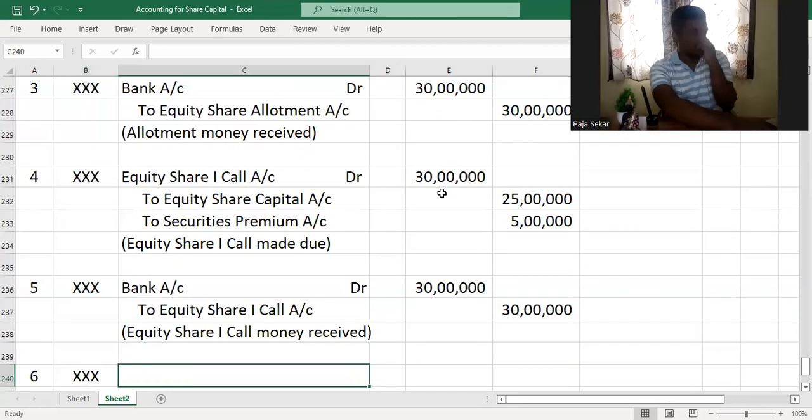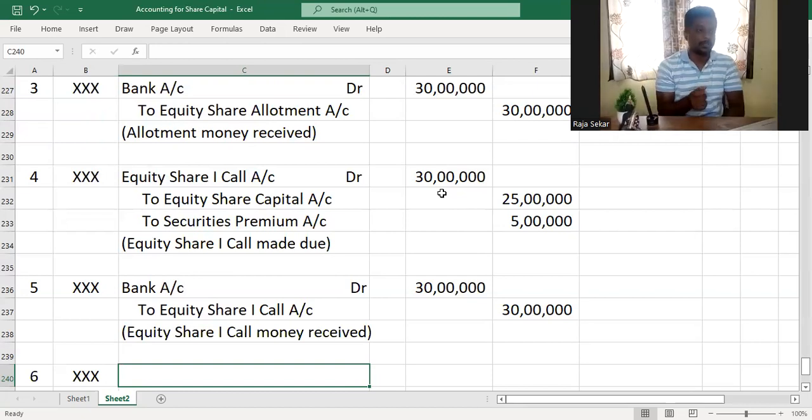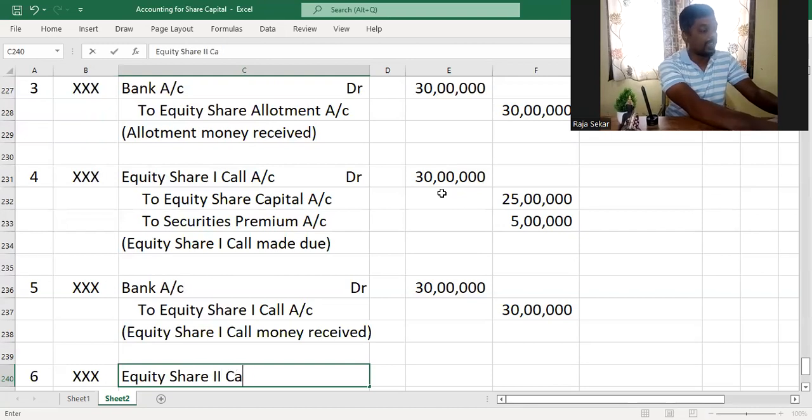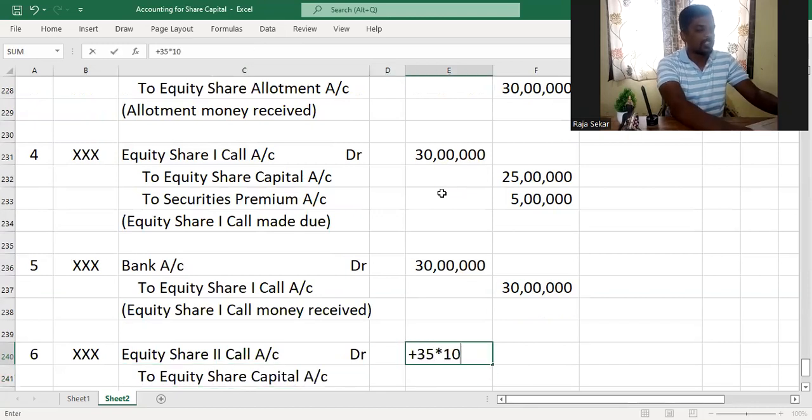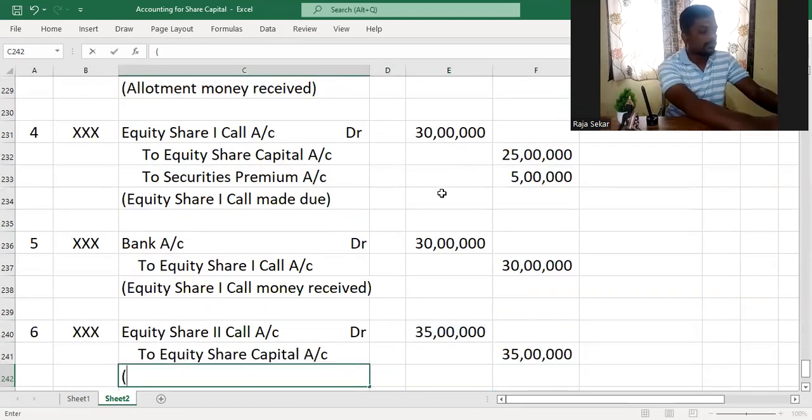And then we go ahead and make the second call due after that. Second call does not have any premium portion, and we've already computed that the second call money is 35 rupees per share. So that will be equity share second call account debit. At the beginning of the video we computed that. If you haven't noticed, kindly go back and check. To equity share capital, making the second call due now. It was 35 rupees per share into 1 lakh shares will be 35 lakhs. Equity share second call made due.